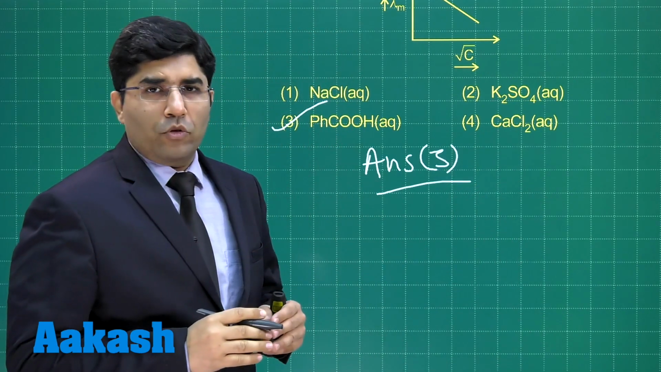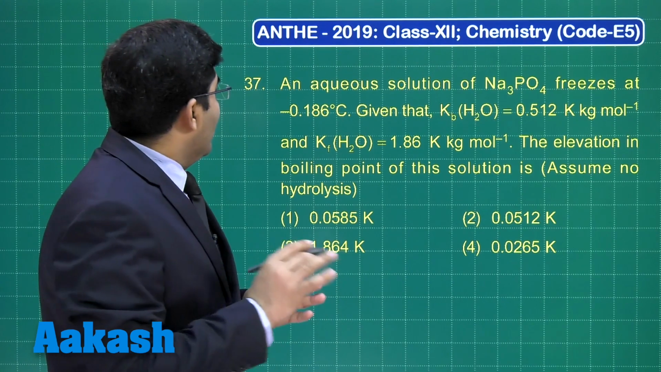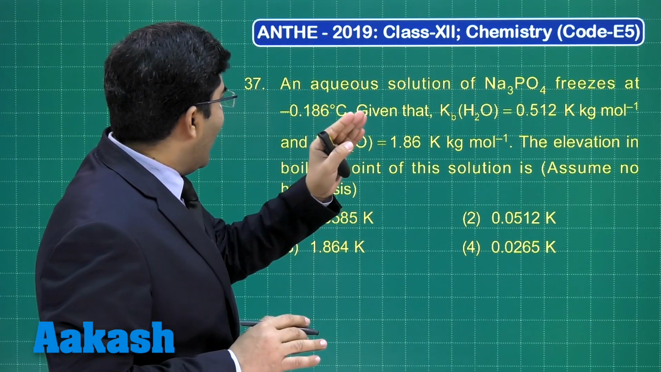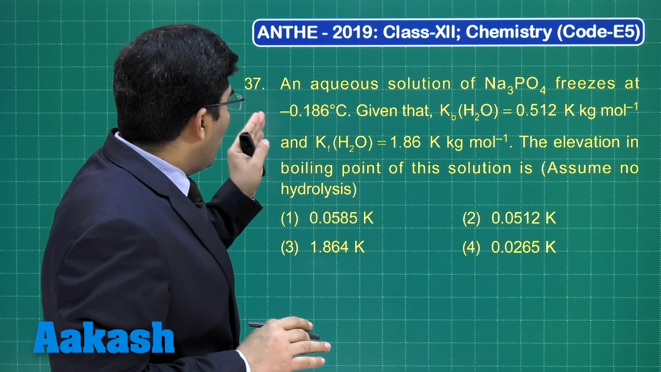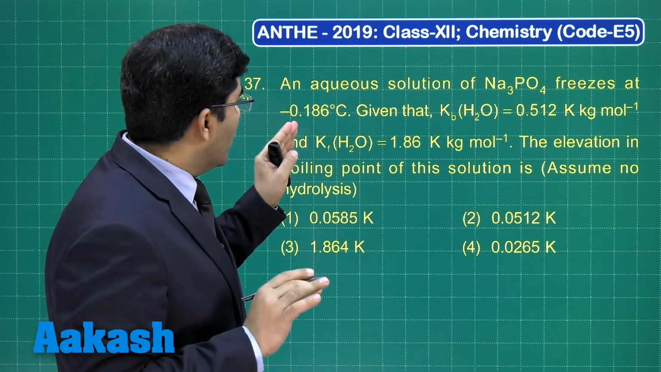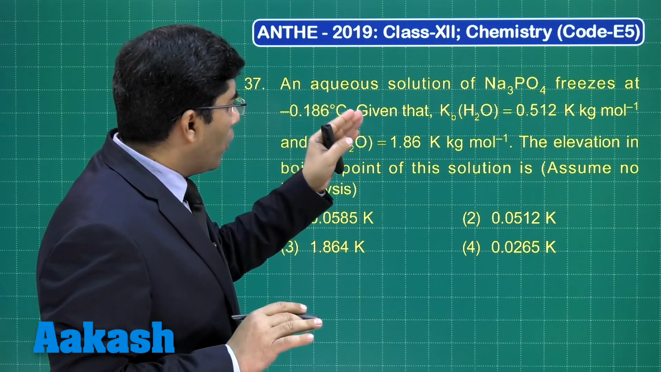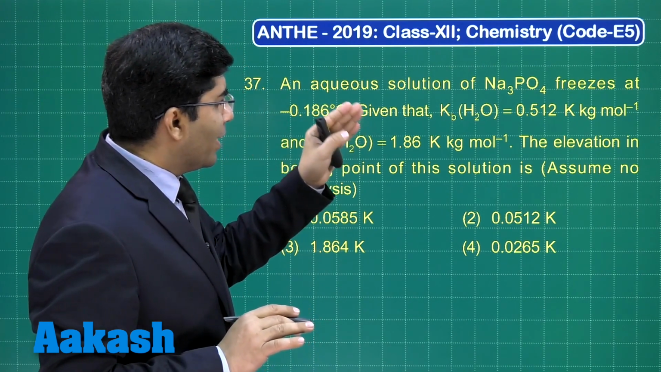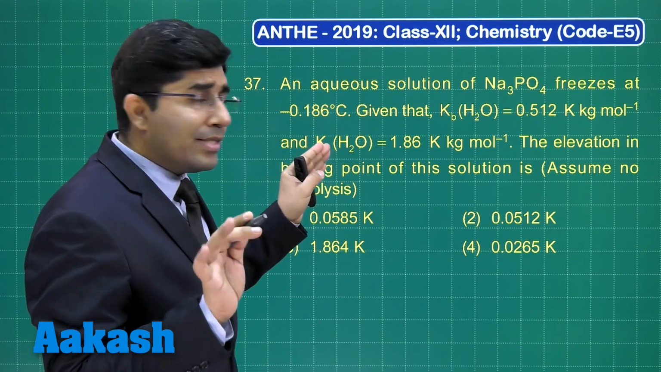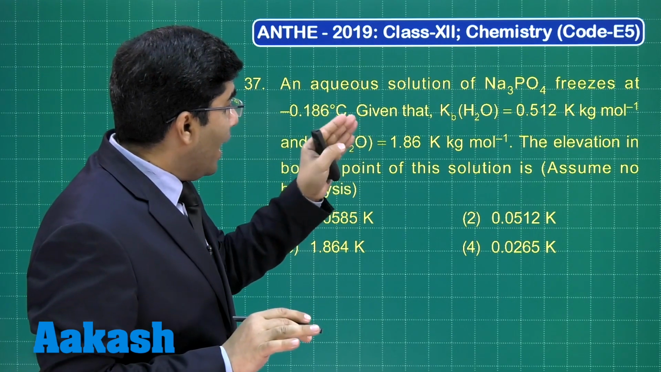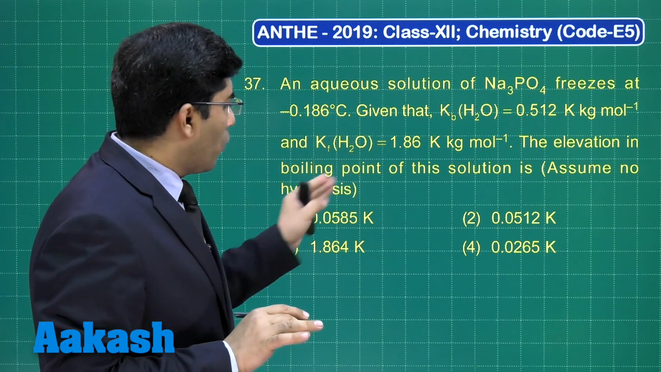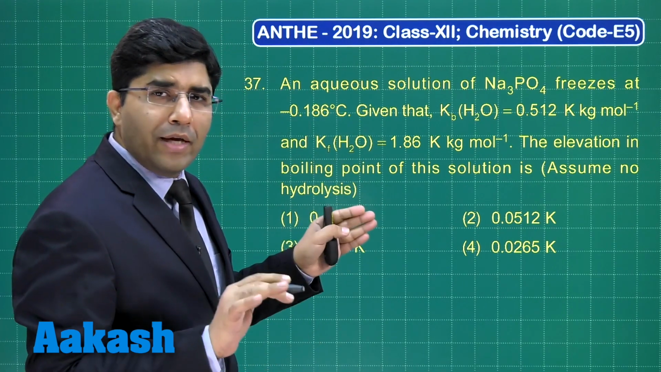Let us solve the next question. So this question is asking, an aqueous solution of Na3PO4 freezes at minus 0.186 degrees Celsius, meaning the freezing point is given to us. Given that Kb of water is 0.512 Kelvin kg per mole and Kf of water is 1.86 Kelvin kg per mole, the elevation in the boiling point of this solution is. 4 options are given to us and we have to find out the answer.